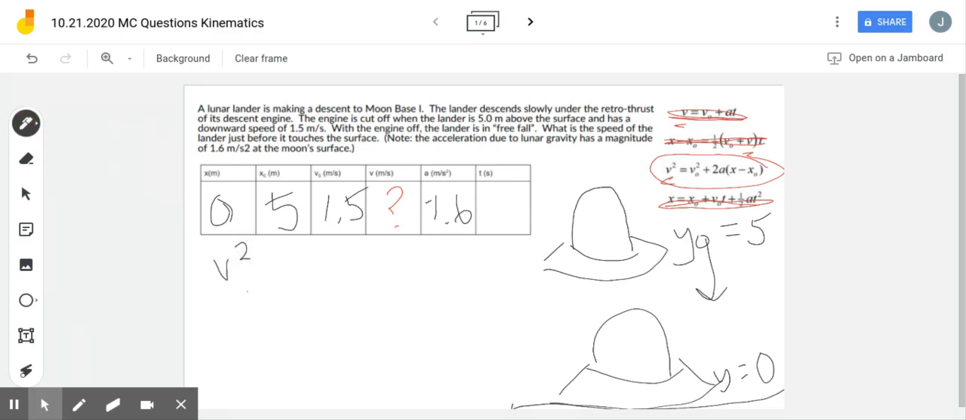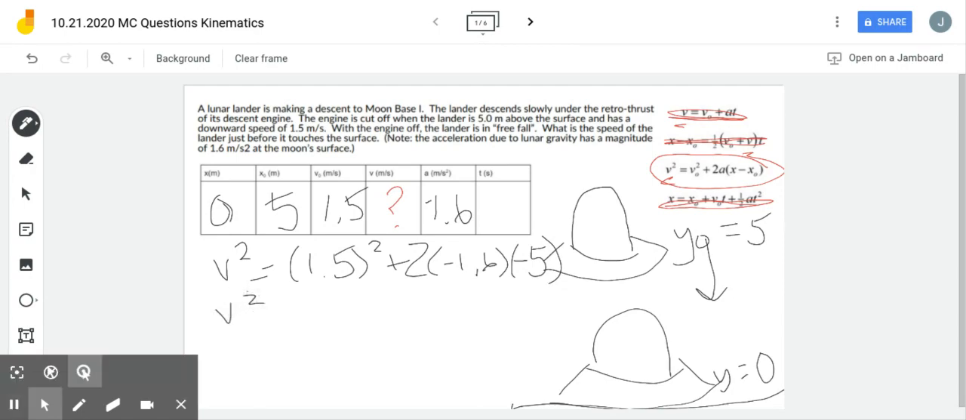V squared equals V naught, which is 1.5, squared, plus 2 times negative 1.6, and my change in x, so I'm going to do y, which is 0 minus 5. So that's going to be a negative 5. Now I'm going to multiply all this together. Okay, 1.5 squared is 2.25. And then 2 times negative 1.6 times negative 5 gives us 16.